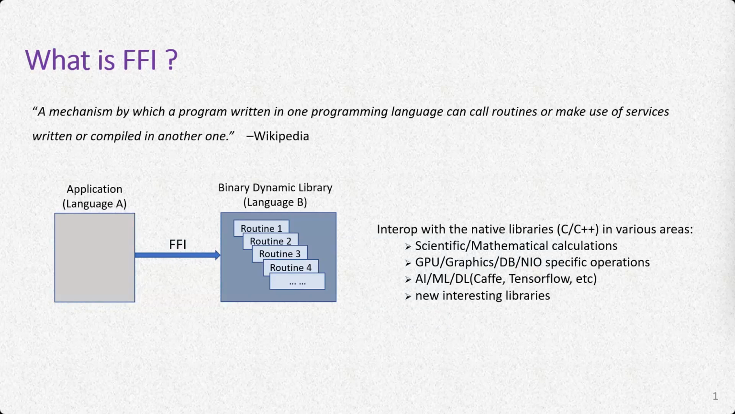Why is FFI so popular? Because there are tons of valuable native libraries out there coming from different areas, like scientific or mathematical calculations, GPU, graphics, databases, or network I/O specific operations, AI, machine learning or deep learning specific frameworks, and many other libraries doing some fancy stuff. So it's no wonder that there's a bunch of high-level languages supporting FFI, such as Fortran, Golang, Rust, and many dynamic languages like Perl, Python, Ruby, etc.